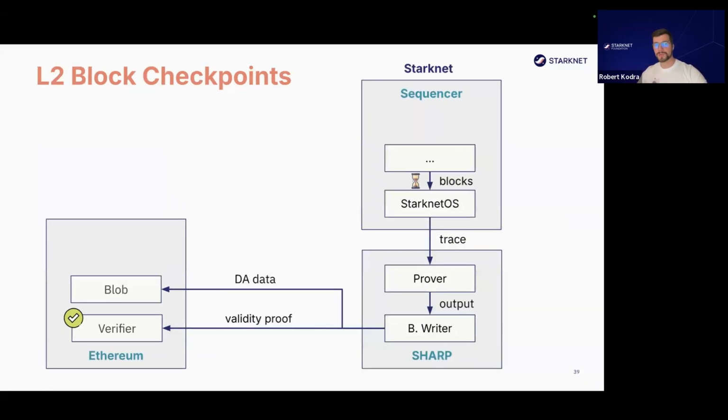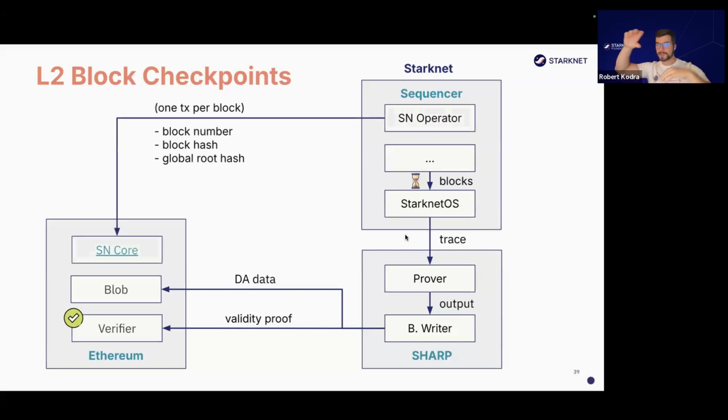Now, I think there was a question in the Q&A: how do you know the current state of Starknet? There's something called L2 block checkpoints, right? Once a loop is created, you have the sequencer, and these blocks are sent to the Starknet OS, which executes the transactions and creates a new block. The new trace is sent to the prover, and the whole thing is processed.